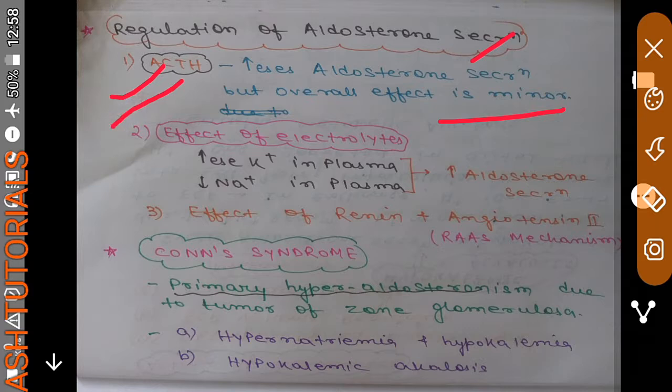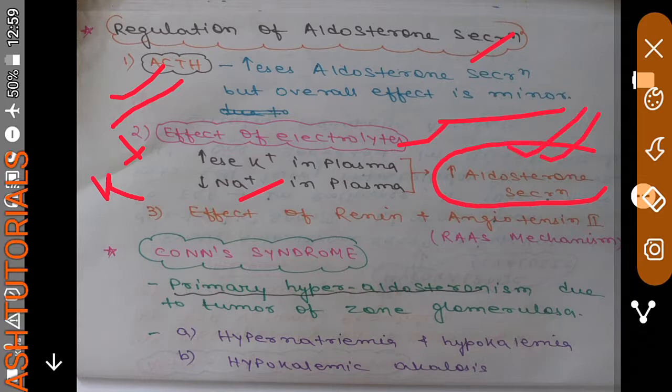The second one is the effect of electrolytes. This is the main regulatory step for aldosterone secretion. If potassium is increased in plasma and sodium is decreased, then it will induce aldosterone secretion, because aldosterone leads to the excretion of potassium and reabsorption of sodium. So this is the main regulatory step for aldosterone secretion. Increase in potassium and decrease in sodium in plasma will lead to stimulation of aldosterone secretion.